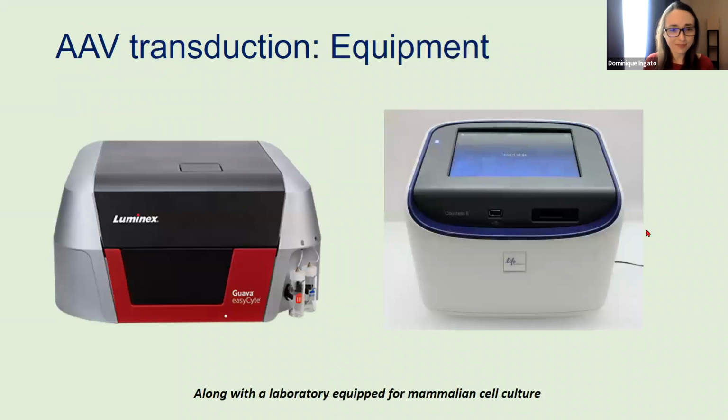As we continue on, I'm going to show a little bit about the instrumentation, Maggie, on the next slide. For this experiment, we needed a flow cytometer. We used this Luminex Guava easyCyte, which we were really lucky to be able to set up, I think it was last school year, as well as a Countess 2 cell counter. You could do this manually using a hemocytometer as well, but we used the Countess for cell counting. And then, of course, since we were using CHO cells, we needed a lab that was equipped for mammalian cell culture as well.